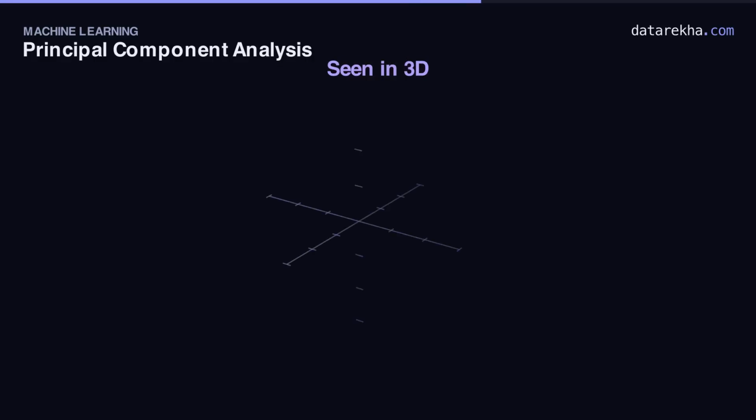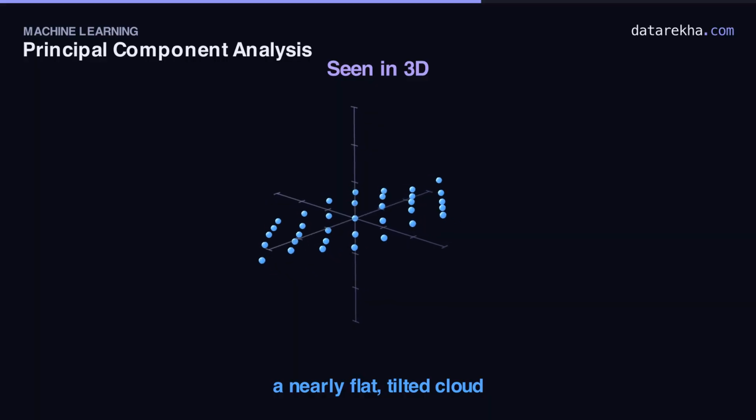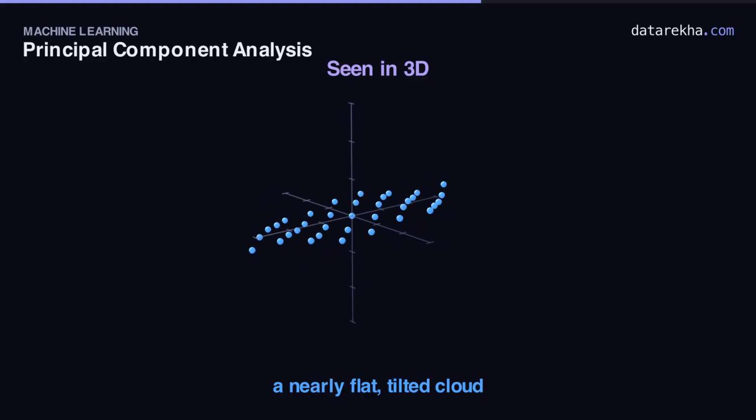The same idea lives just as happily in 3 dimensions. Here are 3 axes and a cloud of points floating in space. But watch as the cloud turns. It is not a solid ball at all. It is nearly flat, a tilted pancake. The points spread widely 2 ways, and hardly at all in the third.